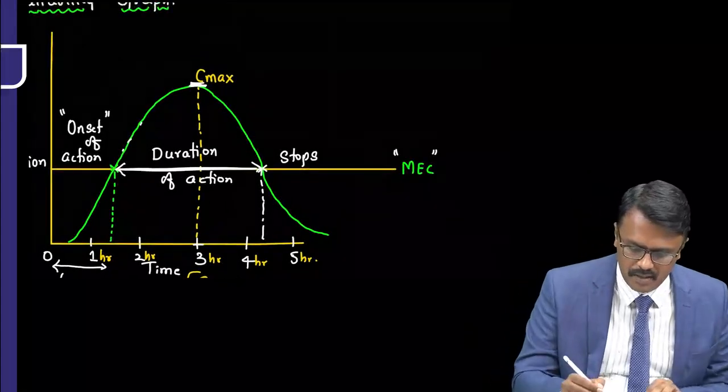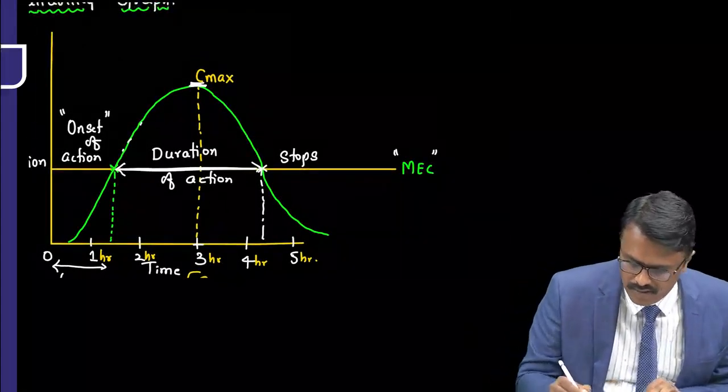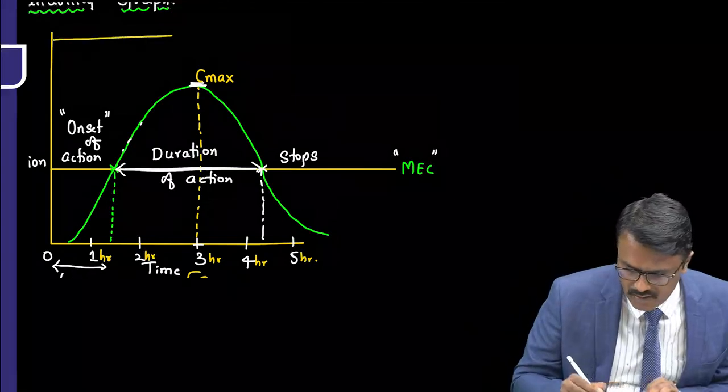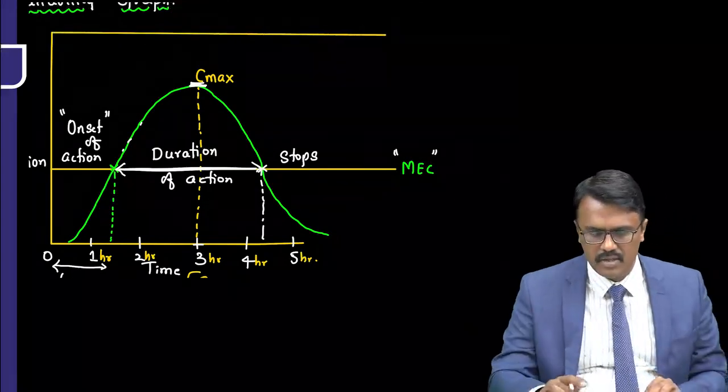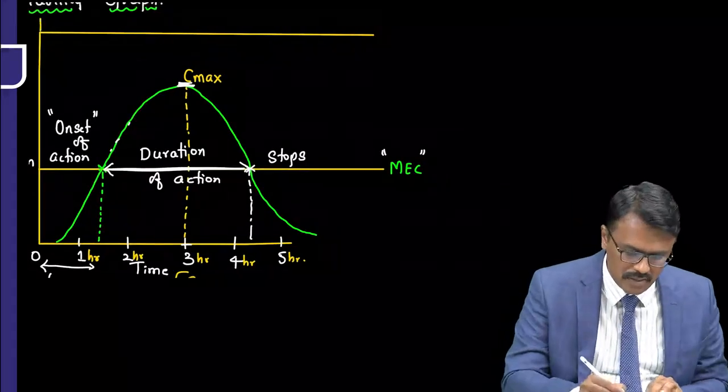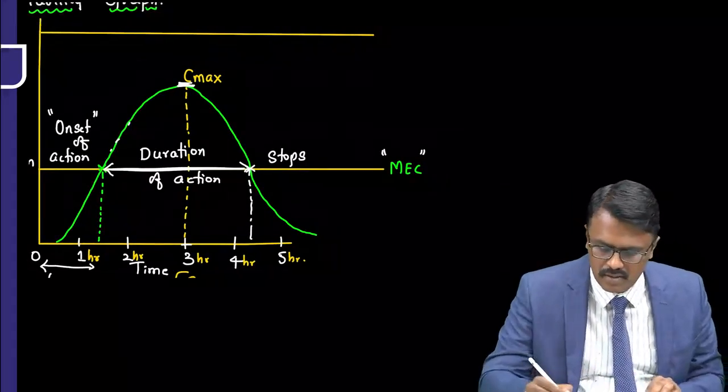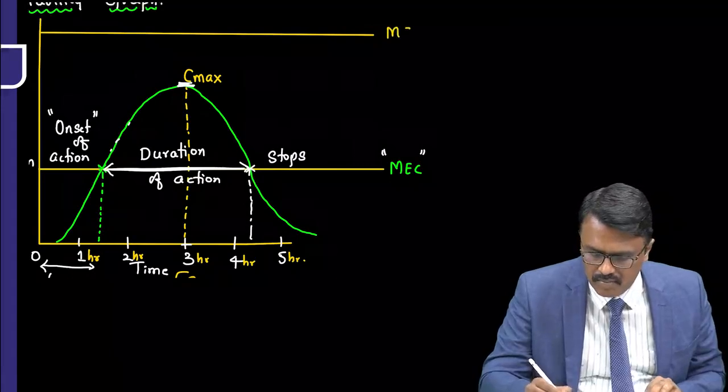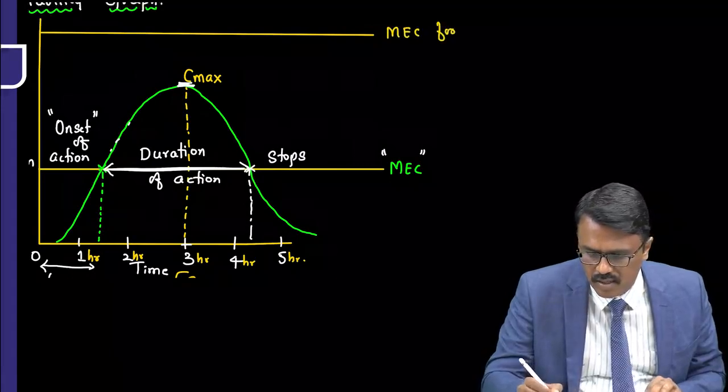Now, there is one more level. I'll write that. This is the one more level. And what is that level called? That level is called the minimum effective concentration for adverse effect.